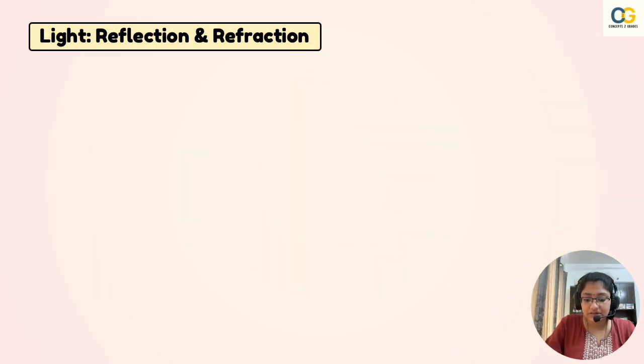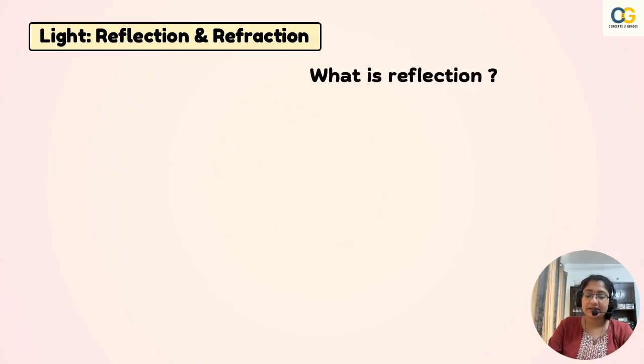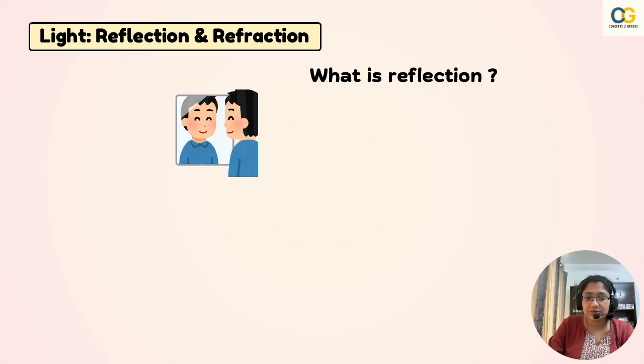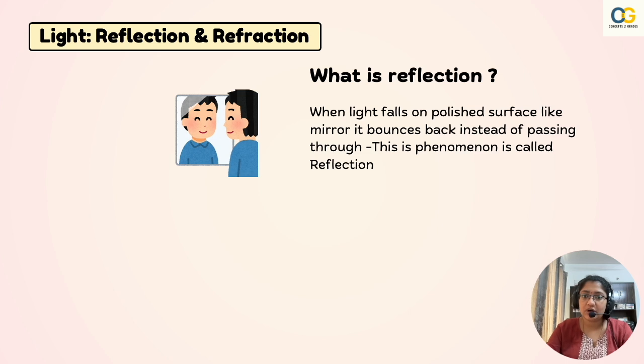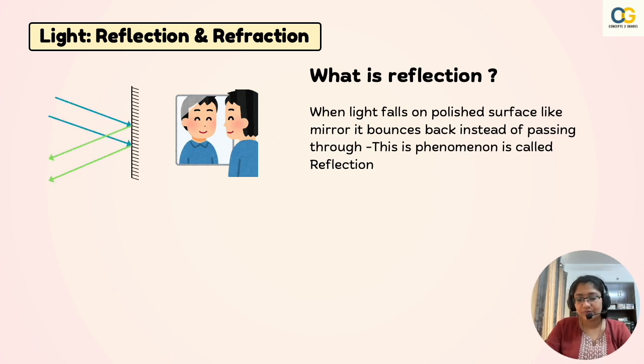Now coming to the first topic in light, reflection and refraction. What is reflection? Like, what happens when you see yourself in the mirror? So what is happening here is that the light falls on the polished surface and it bounces back instead of passing through. This phenomenon is called reflection. That is, it hits the reflective surface and it comes back, which is a reflection.